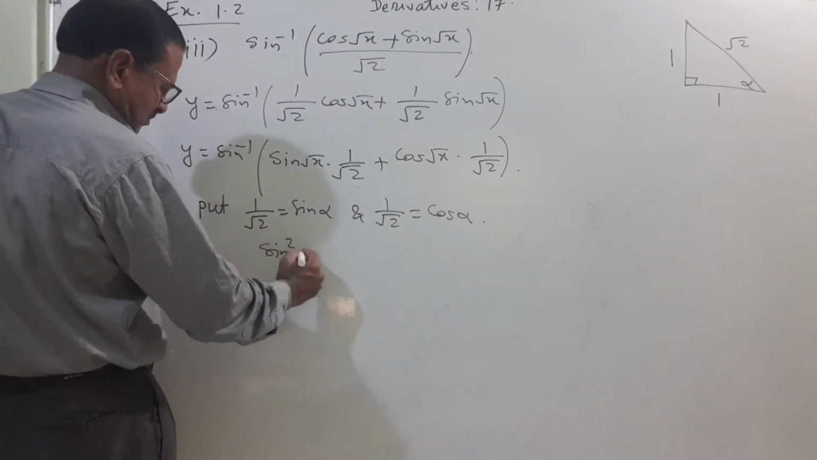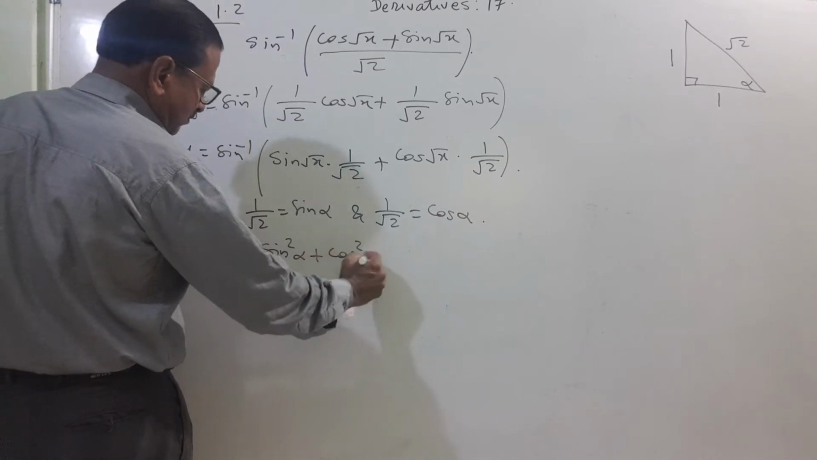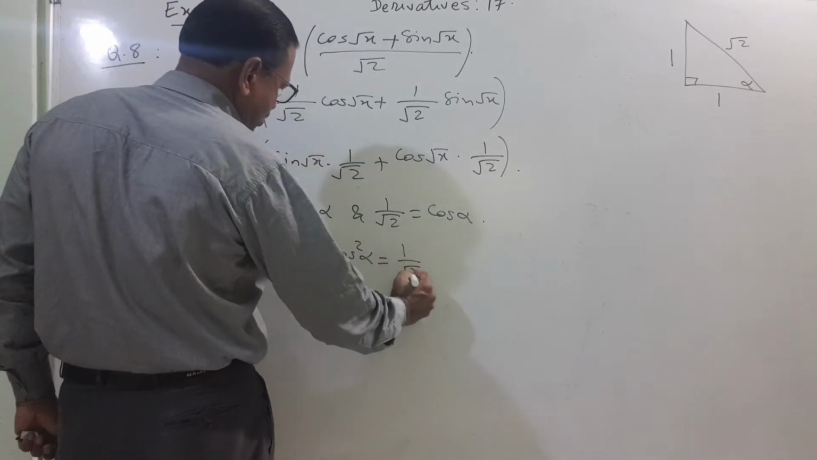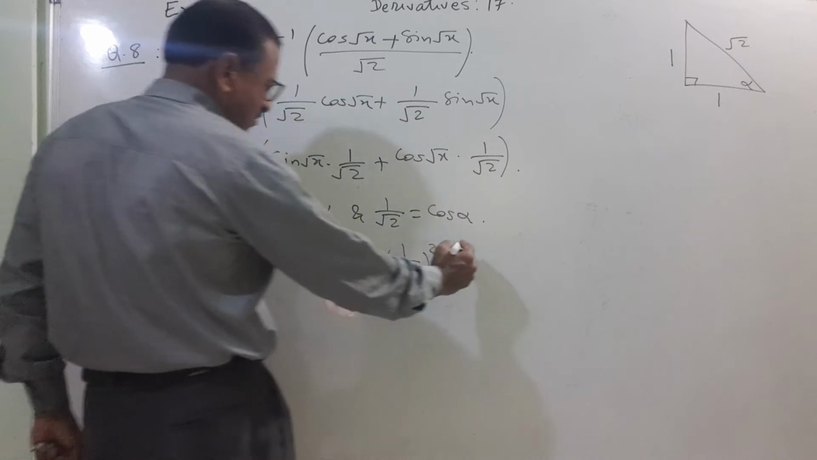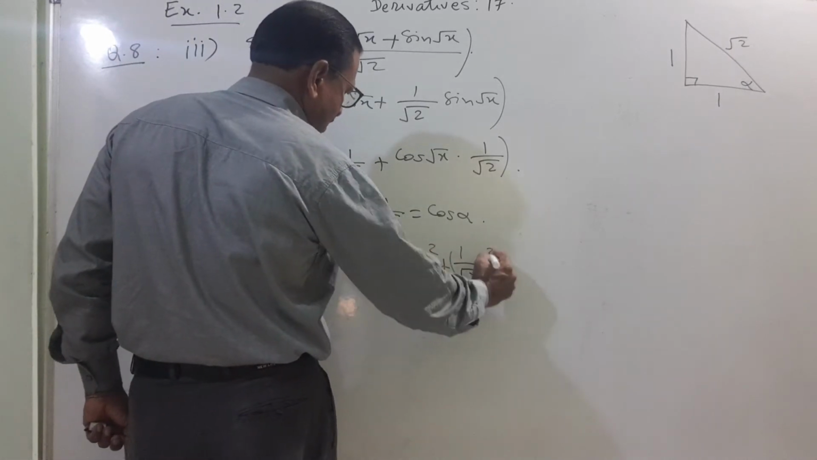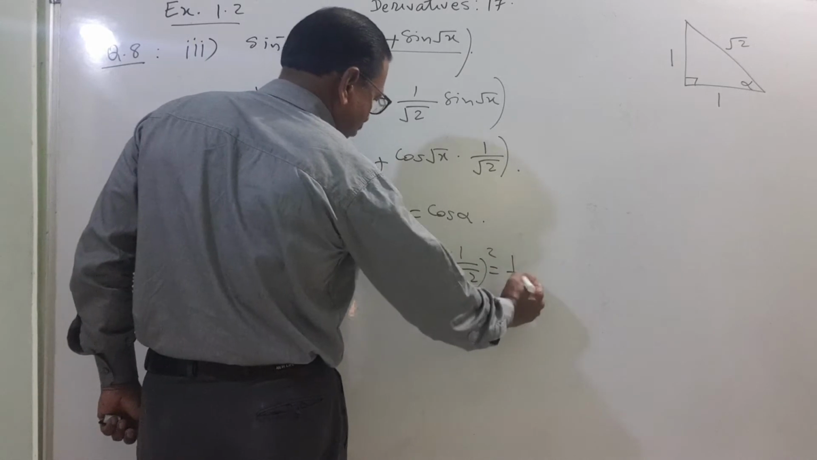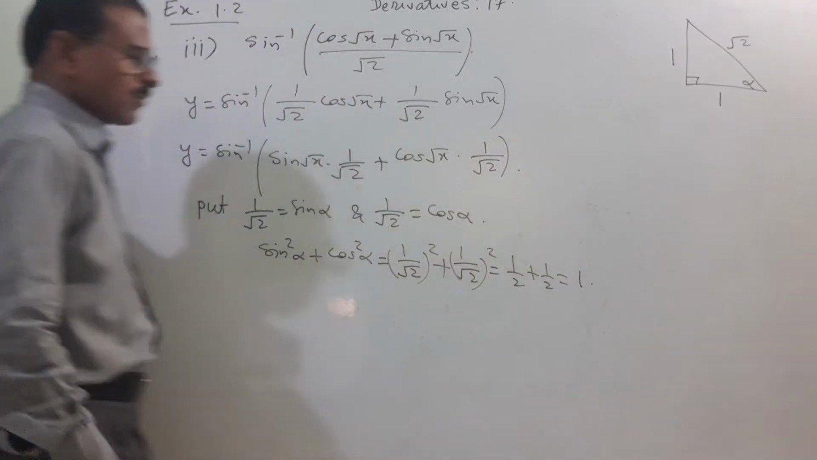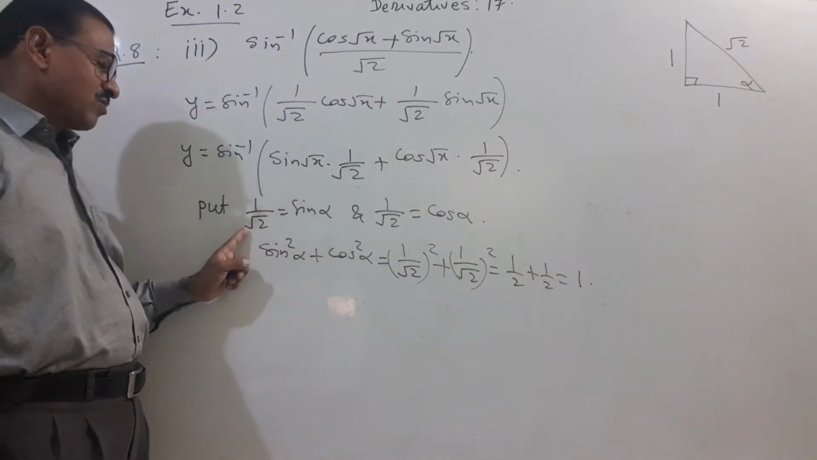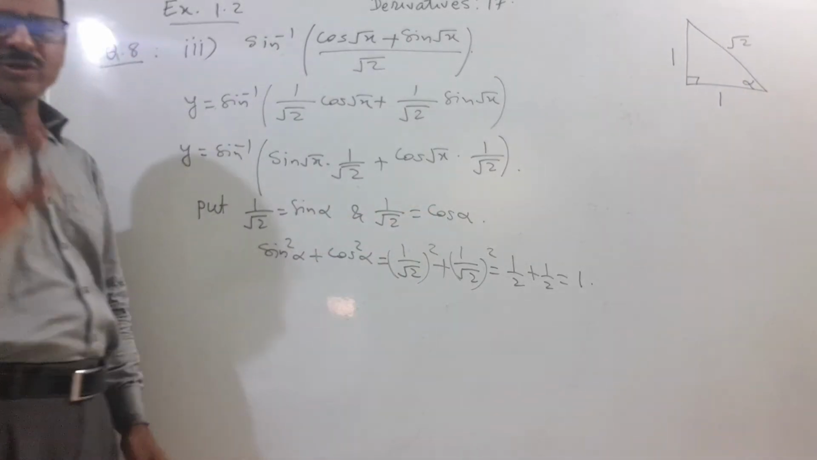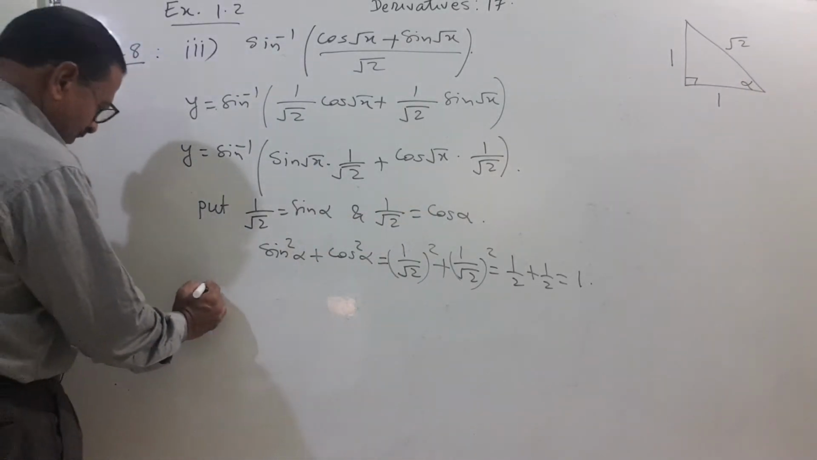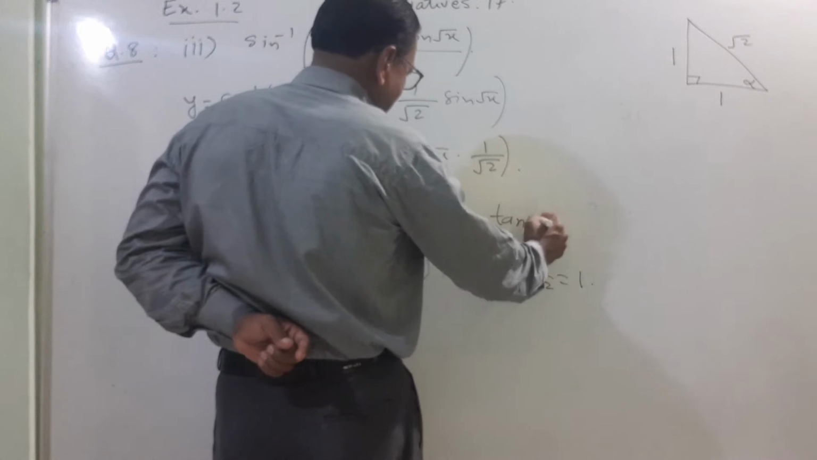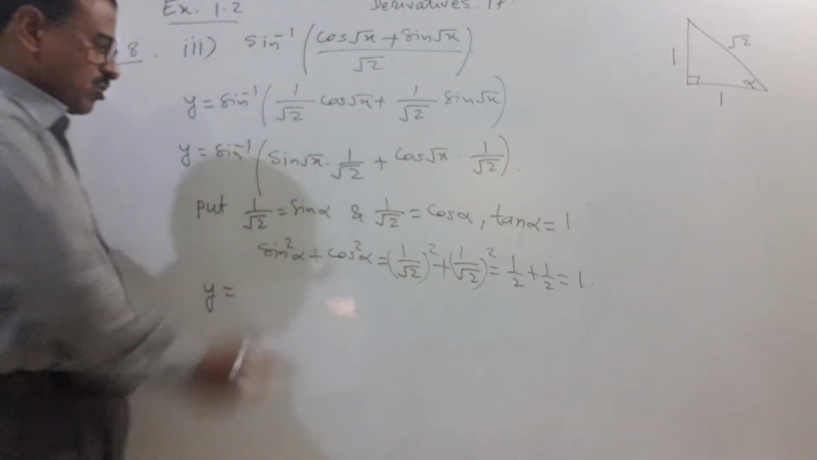Sine square alpha plus cos square alpha is equal to, sine square alpha means 1 upon root 2 its square, plus cos square alpha means 1 upon root 2 its square, and that is equal to 1 upon 2 plus 1 upon 2, which is 2 upon 2, means 1. So sine alpha is equal to 1 upon root 2 and cos alpha is equal to 1 upon root 2 is true. If this is so, what will tan alpha be? Tan alpha will be sine upon cos.